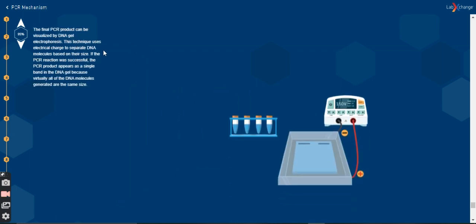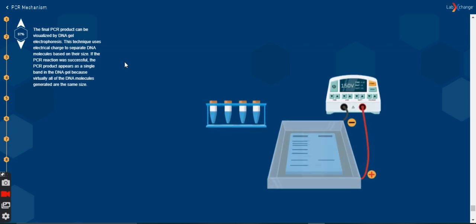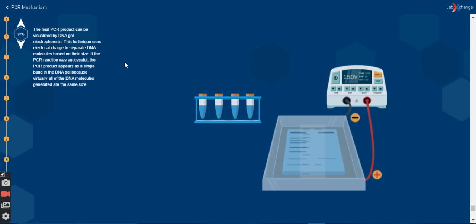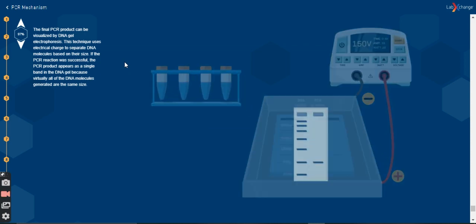The final PCR product can be visualized by DNA gel electrophoresis. This technique uses electrical charge to separate DNA molecules based on their size. If the PCR reaction was successful, the PCR product appears as a single band in the DNA gel because virtually all of the DNA molecules generated are of the same size.